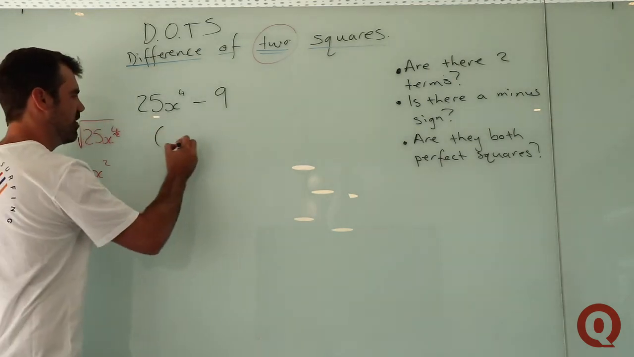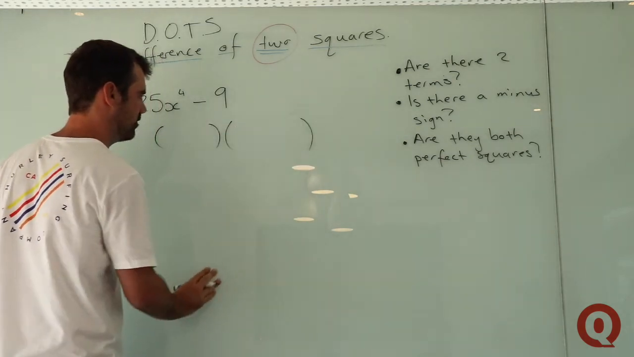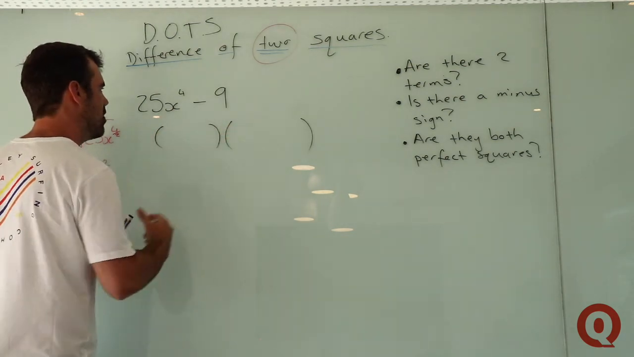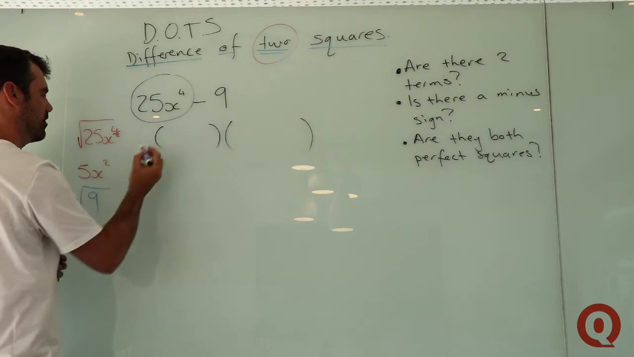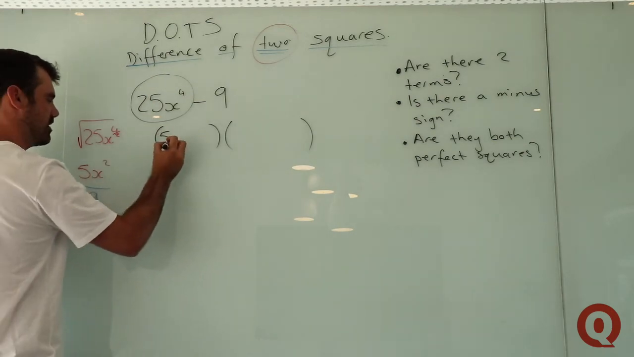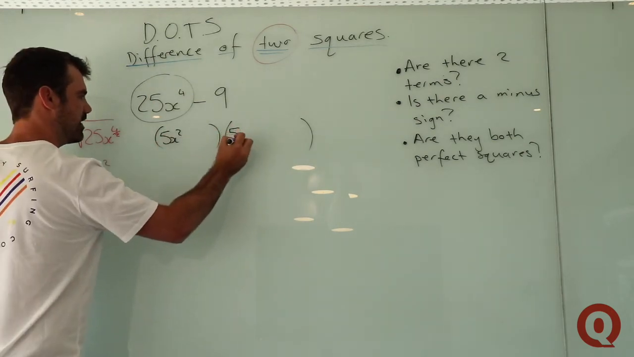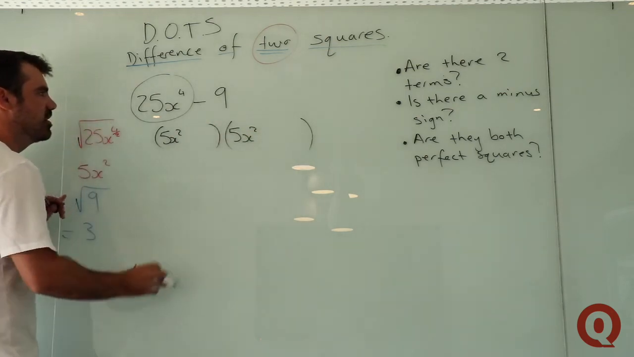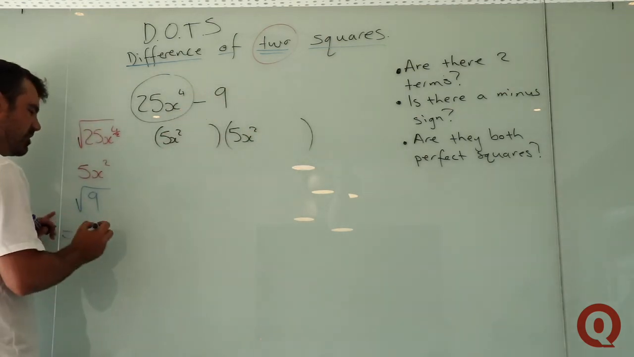We said we need to have two brackets. Alright, we got the two brackets. What goes into the first part of each bracket? Well, I need to find the square root of the first one, which I've already done. So it'll be 5x squared and 5x squared. And then my second component of each bracket is going to be the square root of my second term, which is 3.